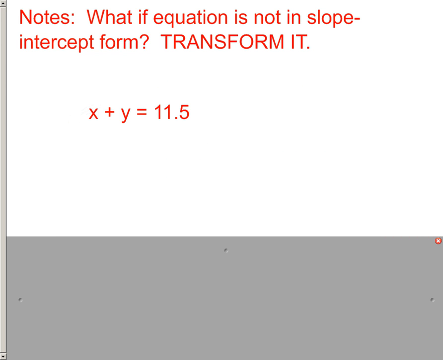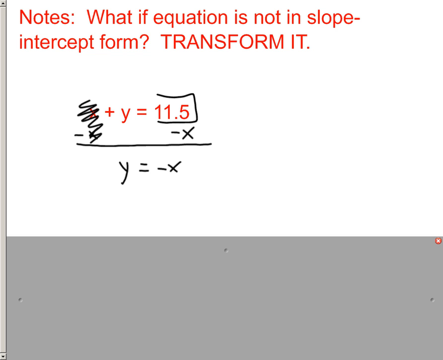There we go. X plus y equals 11.5. We'd like to graph it. Well, I know 5 and 6.5 would work, but with that decimal, it kind of makes it a little bit of a pain. So let's just transform it. X minus x is nothing. And then I have to subtract x on this side over here too. So we're left with y equals, let's see, this doesn't have an x, this is the x, we need to put that first, so minus x.